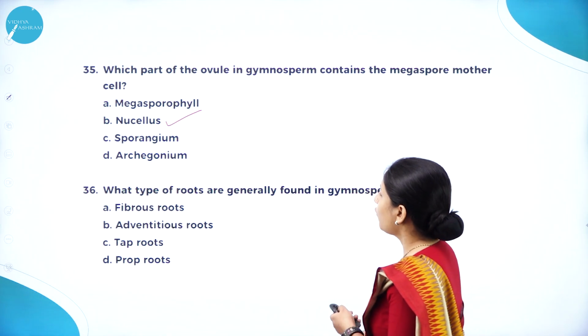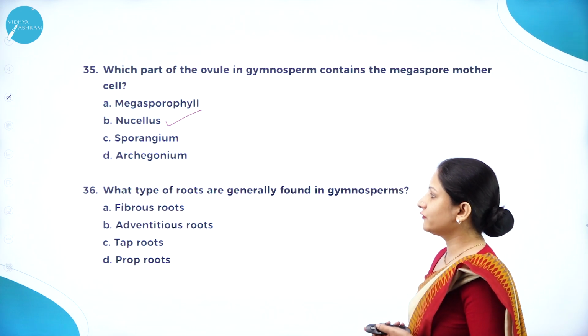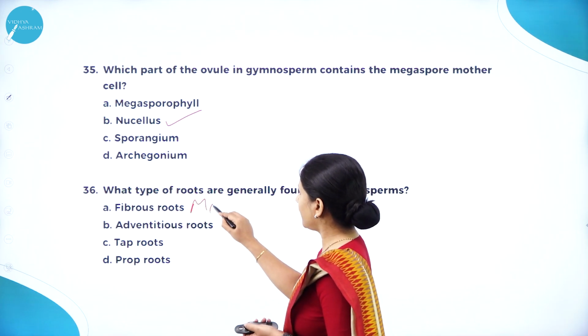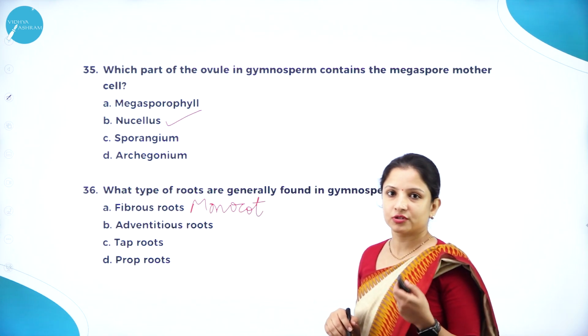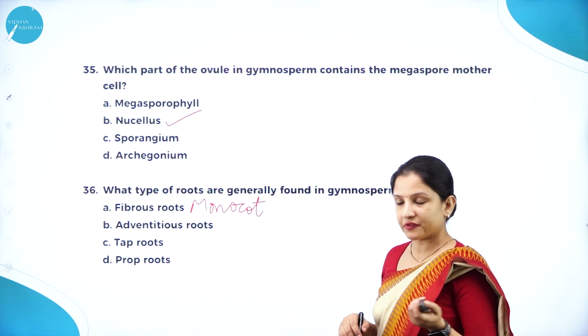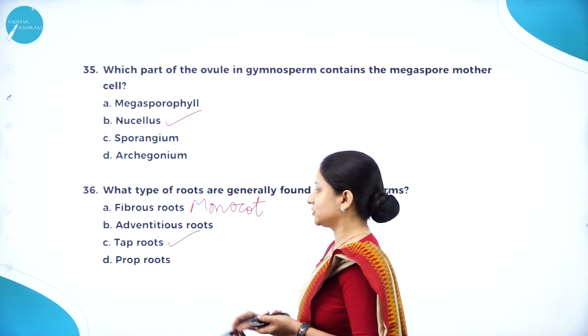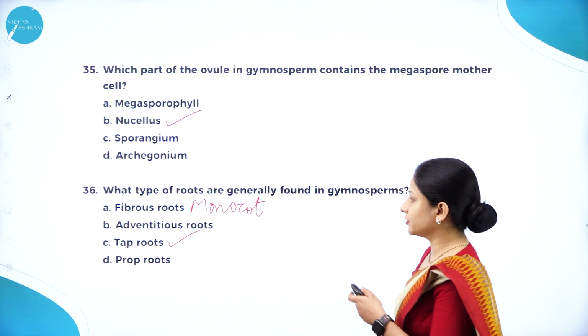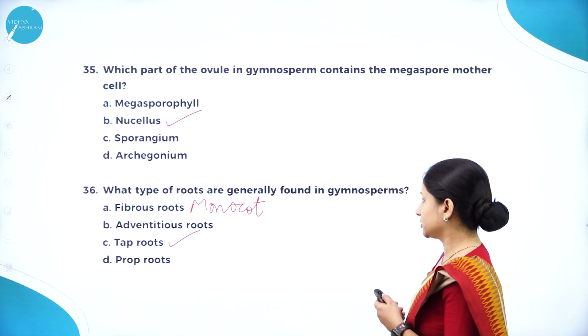Next question. What type of roots are generally found in gymnosperms? Is it fibrous? No, fibrous roots you usually find in monocots. Adventitious roots means the extra roots like in sugarcane, banyan tree and so on, which support the plant. So here the roots are generally tap roots. Tap roots you find in dicots. So the roots are generally tap roots in the case of gymnosperms.